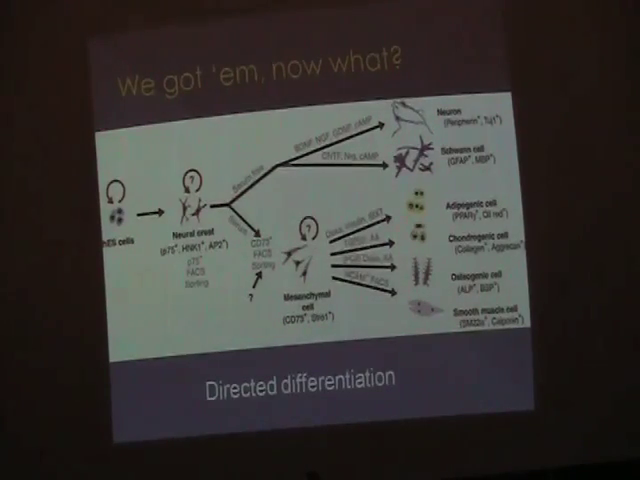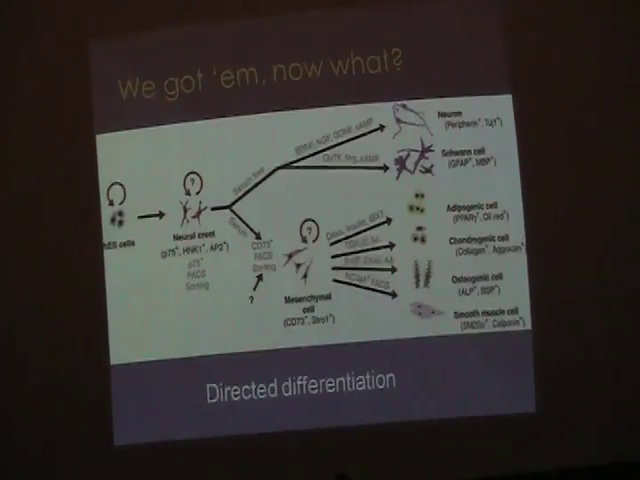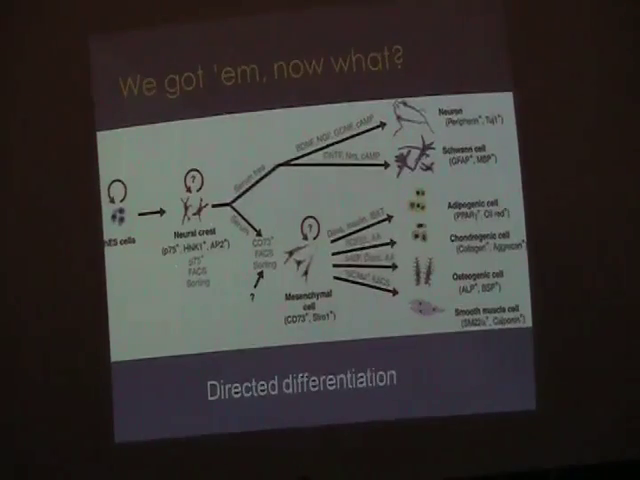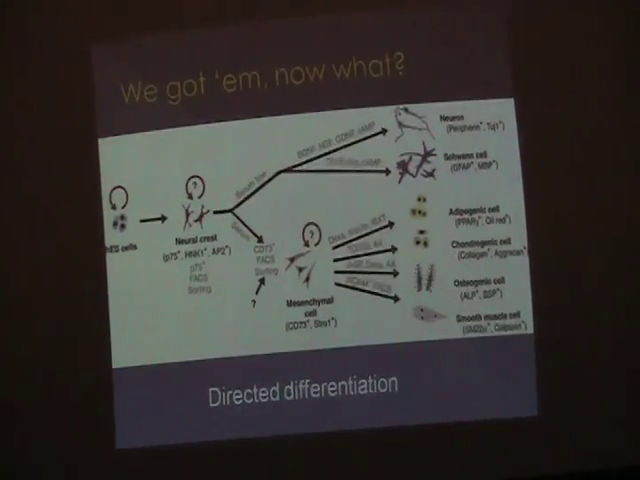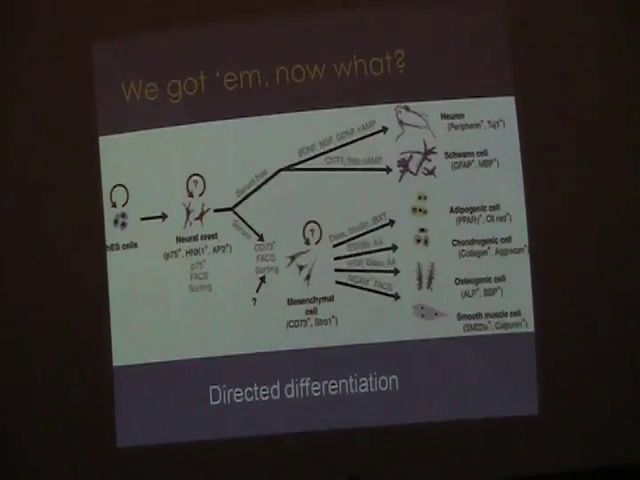Boy, this would be a hard slide to have to memorize. So now we've got our cells from however we got them, from an embryo, from an adult, from switching the genes. Now we've got them, what are we going to do? We're going to direct the differentiation.